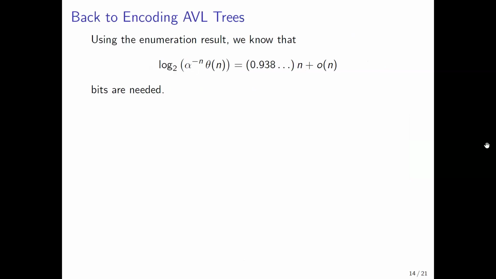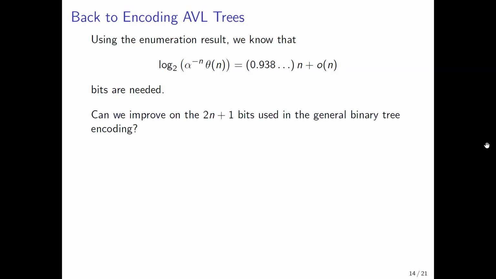So now that we've got our enumeration, we can go back to our encoding of AVL trees. And we'll start by using the enumeration result to see, was our original encoding succinct? And as you might have guessed, we only need a little bit less than 1 bit per node for AVL trees, and we were using 2 bits per node before, so we don't have a succinct encoding. But maybe we can improve on our 2n plus 1 bits that we use in our general tree and come up with something that works for AVL trees.